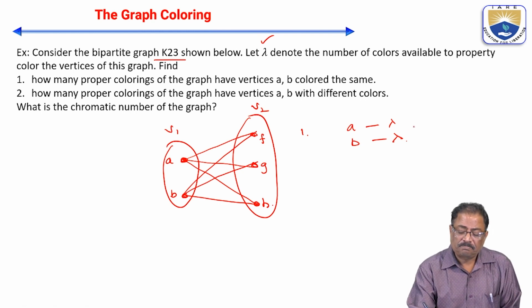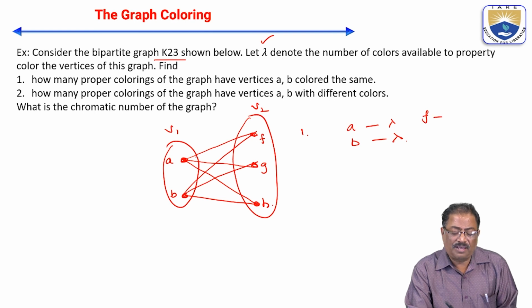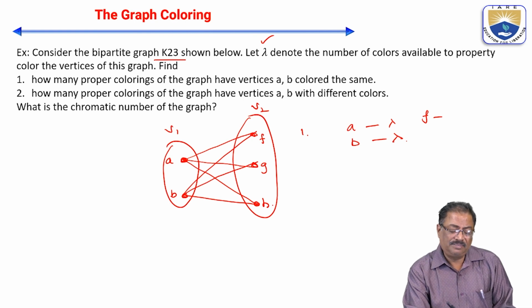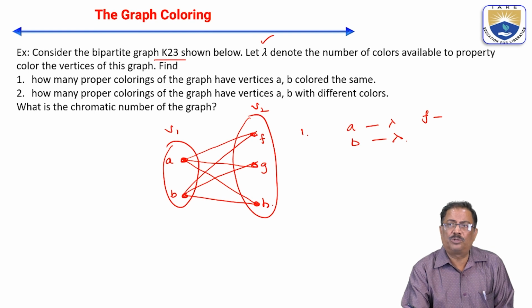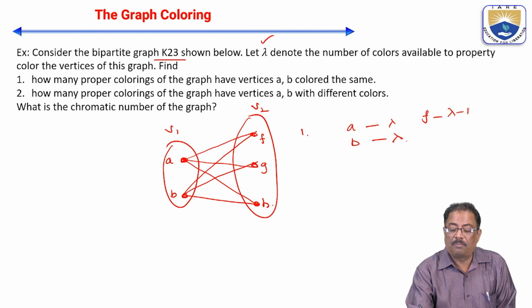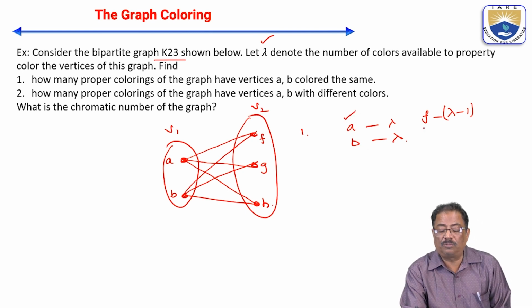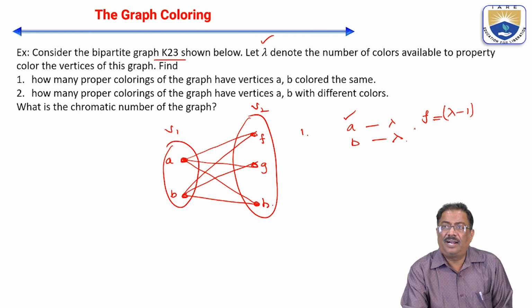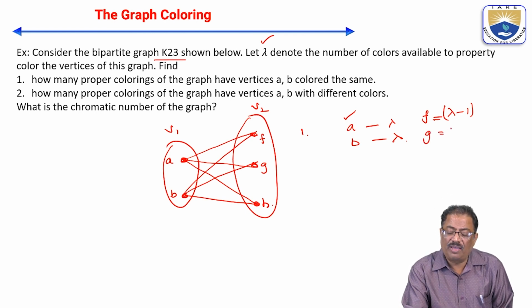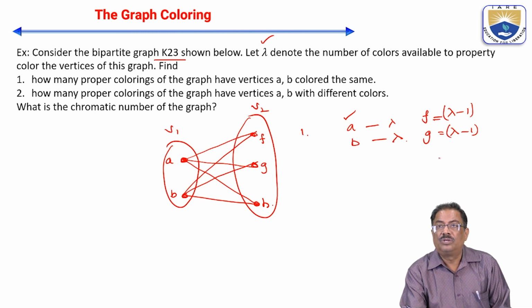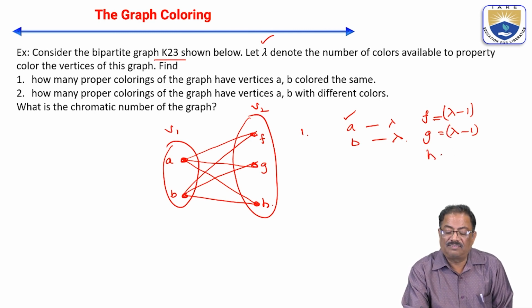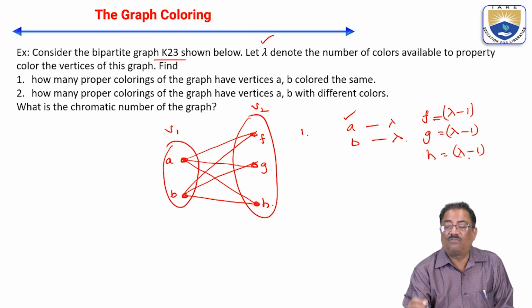Same color. Then F is going to be assigned a color, and whatever color I use for A and B should not be used for F, G, H, because A and F are adjacent, A and G are adjacent, A and H are adjacent. So F, in how many ways am I going to color it? It is nothing but lambda minus 1 ways. Whatever color I used in A is not going to be used for F. Similarly, G is also lambda minus 1 ways, and H is also lambda minus 1 ways.